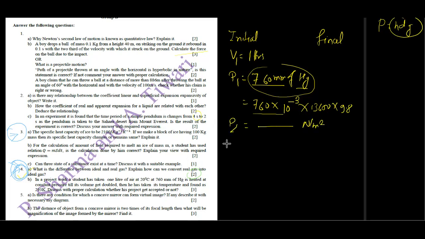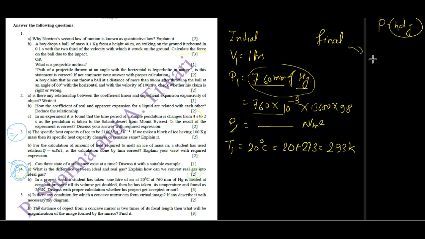Now another thing is given here: the initial temperature, which is 20 degrees Celsius. If you add 273 here, you will get the temperature in Kelvin scale, and its value becomes 293 Kelvin. Now this is our initial condition.